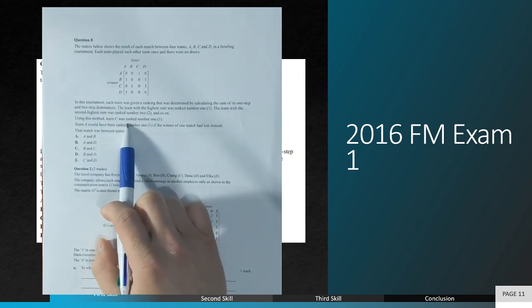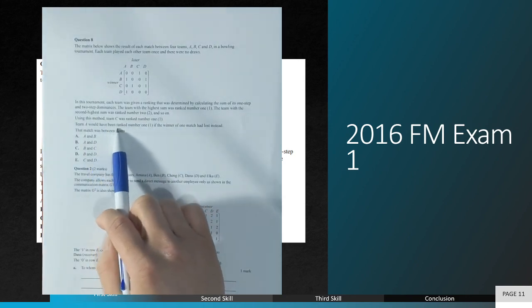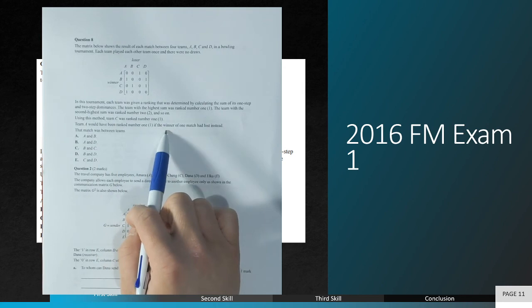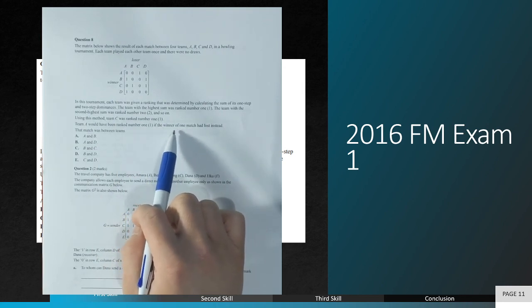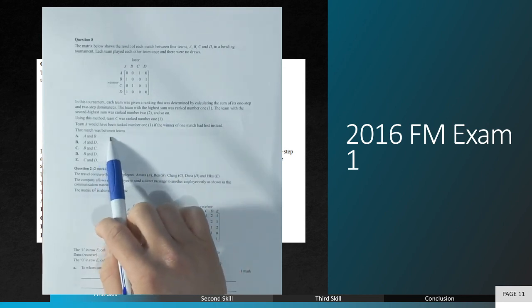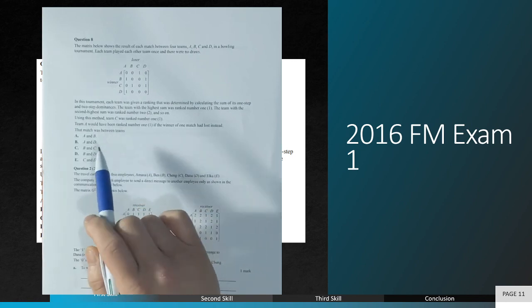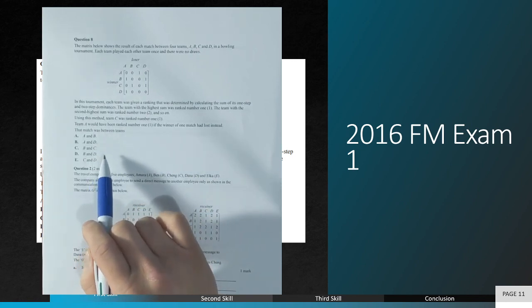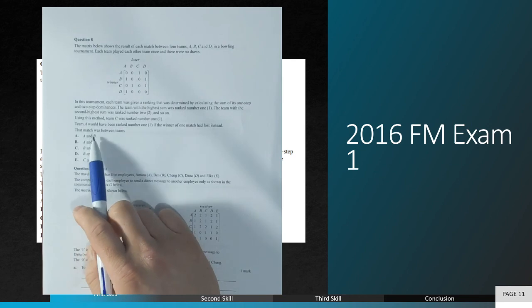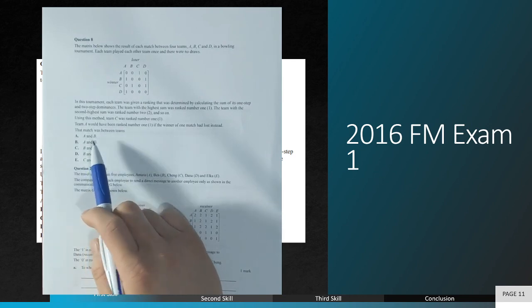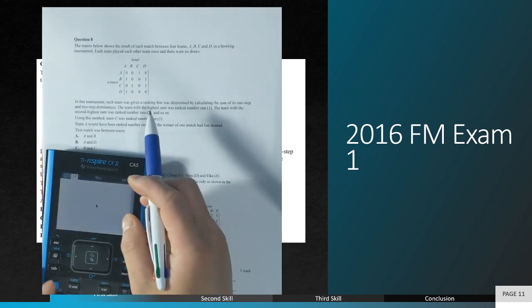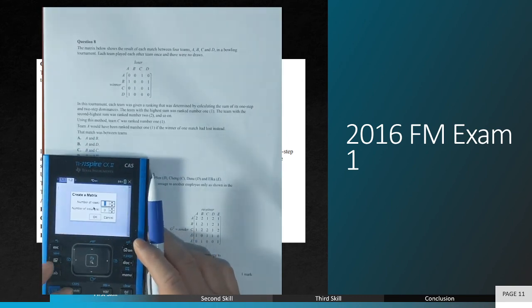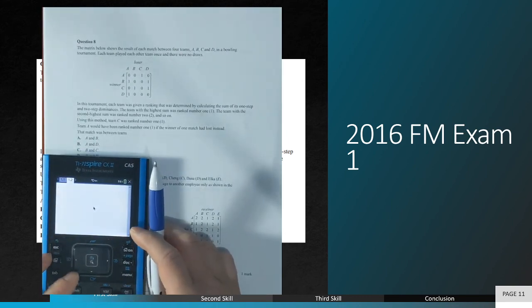Using this method, Team C was ranked number 1. Team A would have ranked number 1 if the winner of one match had lost instead. That match was between which teams? For this question, fortunately there's no real easy way of doing it. You have to go through it and check every single one. So first of all, I'll just bring up the matrix. It's a 4 by 4.